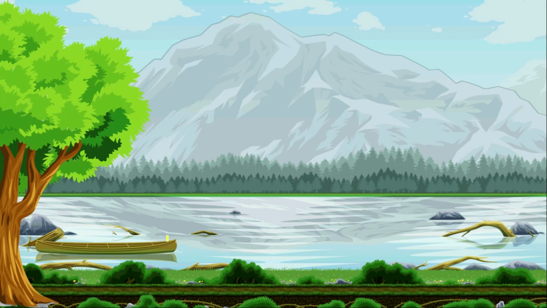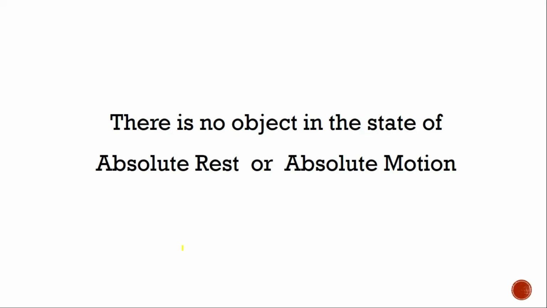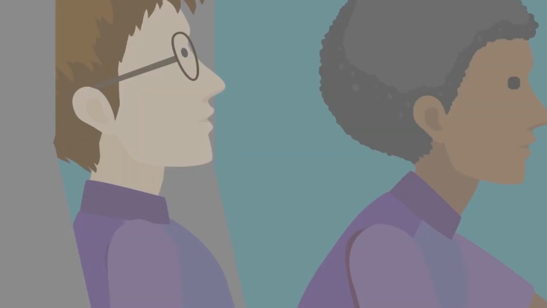Now understand that there is no object in this universe which is in the absolute state of rest or in the absolute state of motion. Basically, there is nothing such as absolute rest or absolute motion.